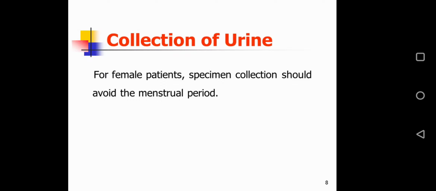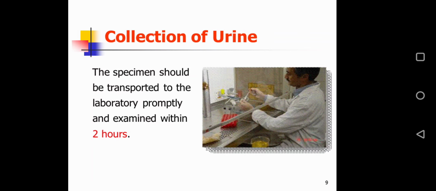For female patients, specimen collection should avoid the menstrual period. After being collected into the disposable container, the sample must be poured into the tube for the examination of urine. Water or other chemical materials in the container will interfere with the detection of cells or chemical tests in urine. The specimen should be transported to a laboratory on the same day and examined within 2 hours.